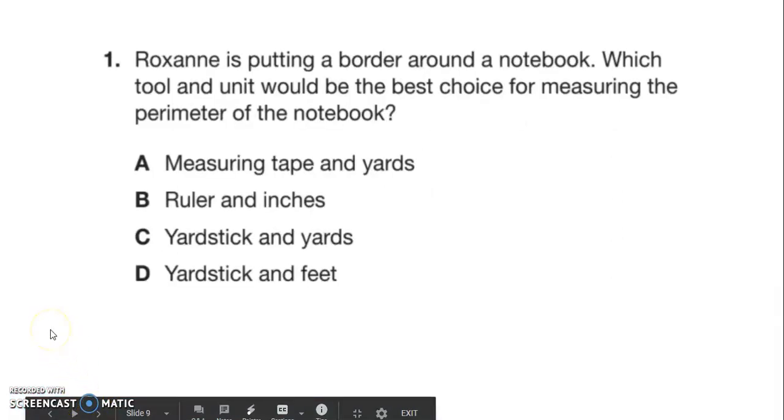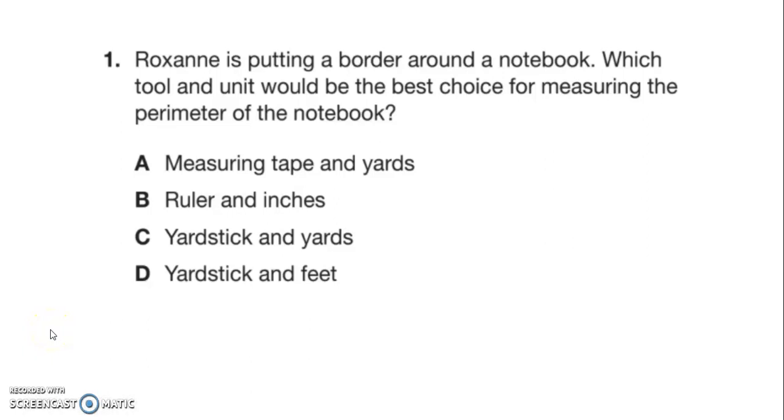All right, so the first question. Roxanne is putting a border around a notebook. Which tool and unit would be the best choice for measuring the perimeter of the notebook? I'm going to give you some thinking time. I don't think you have to write it down, so I'm just going to give you a moment to think.